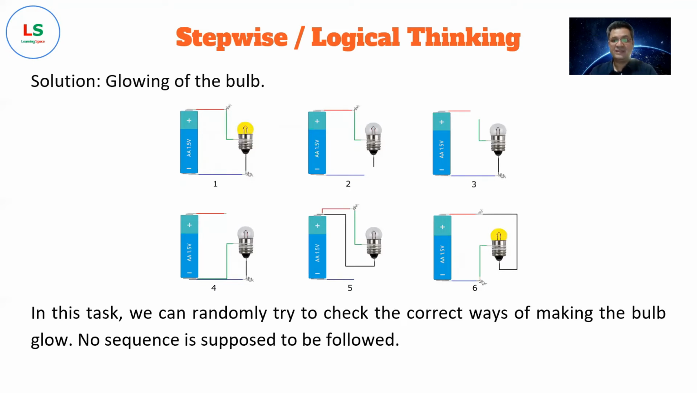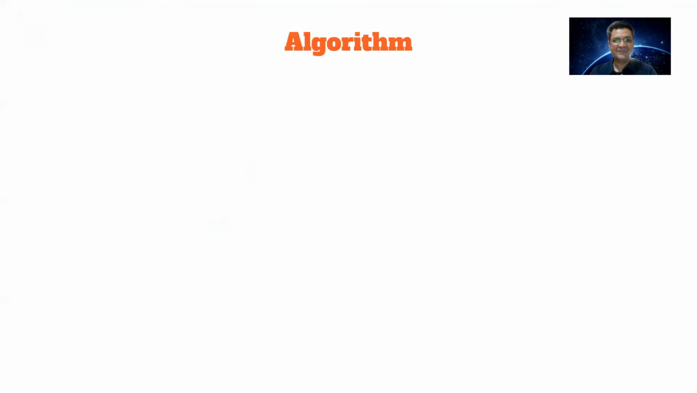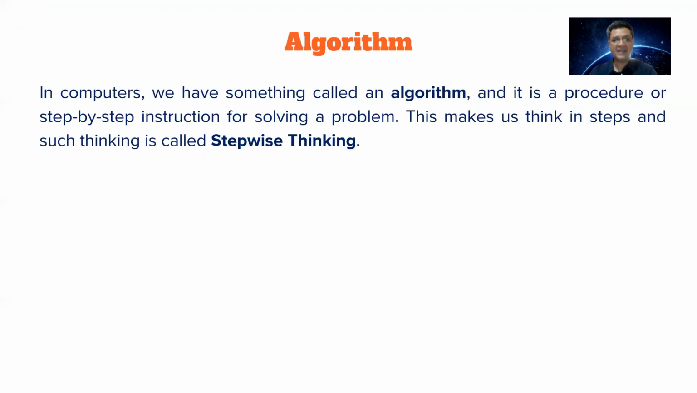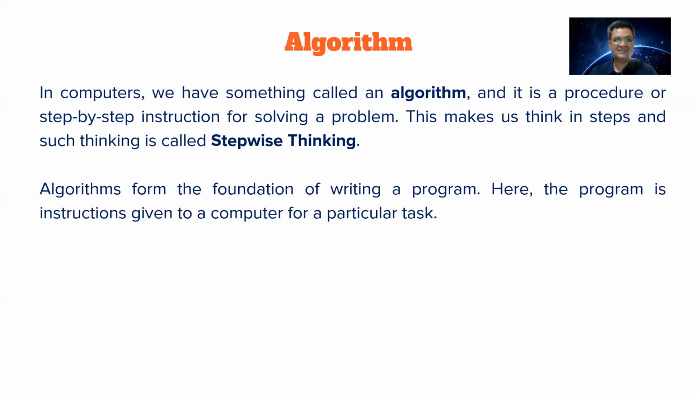In this task, we can randomly try to check the correct ways of making the bulb glow. No sequence is supposed to be followed, isn't it? Now, based on our understanding, let's try to figure out what exactly we mean by algorithm. In computers, we have something called an algorithm, and it is a procedure or a step-by-step instruction for solving a problem. This makes us think in steps, and such thinking is called stepwise thinking. Hope it connects to the examples which you have recently observed.